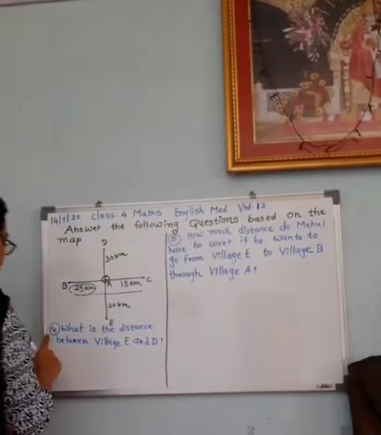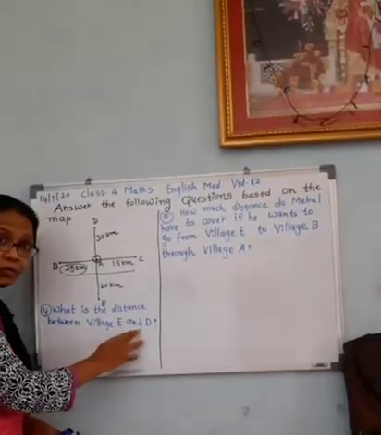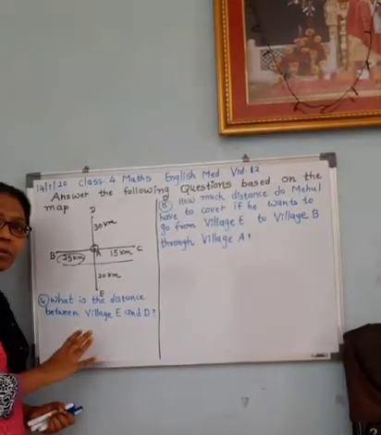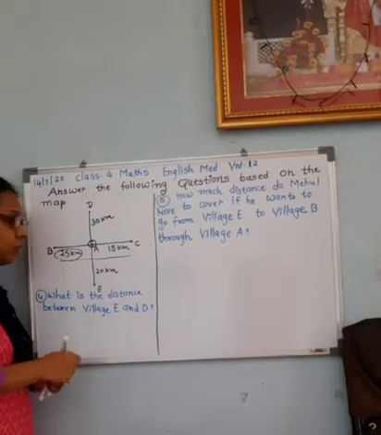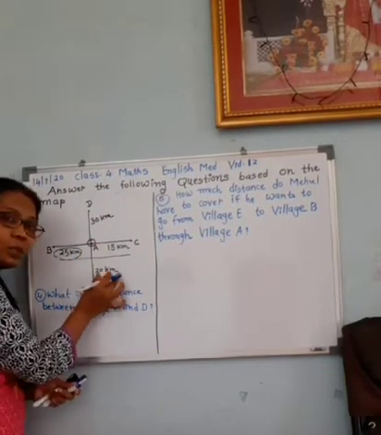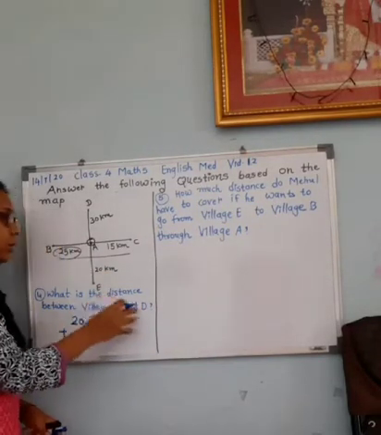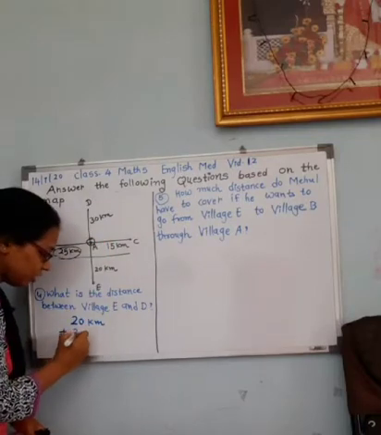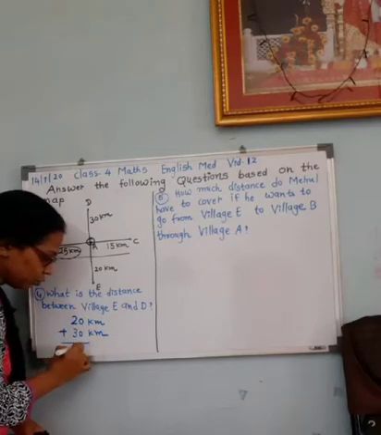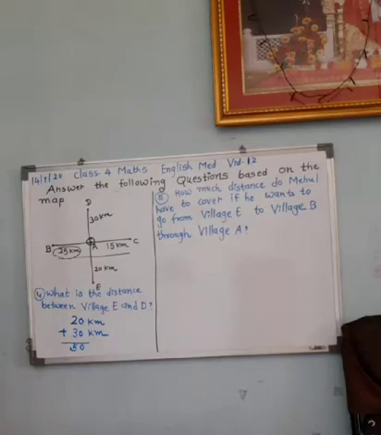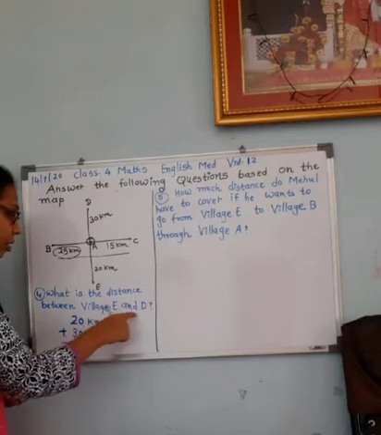Now question number 4. What is the distance between village E and village D? Here they ask about the total distance between village E to village D. So here A to E, how much kilometer is here? 20 kilometer. Plus A to D, how much kilometer is here? 30 kilometer. So 0, 3 plus 2, 5. So the answer is, you can write the answer here, 50 kilometer distance between village E and village D.